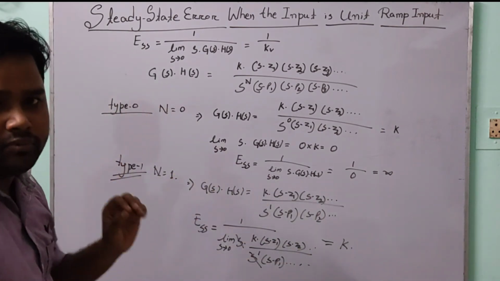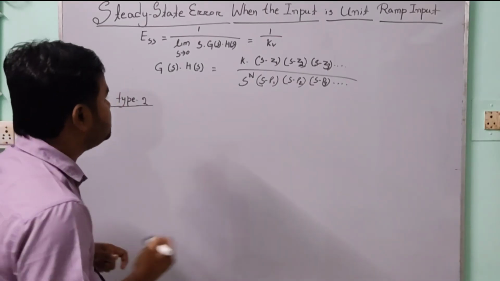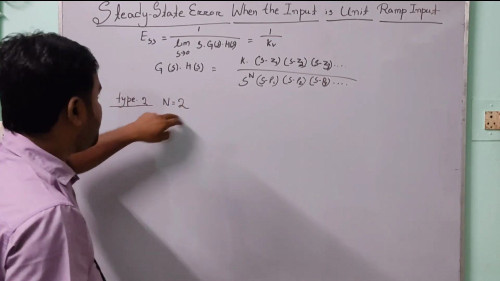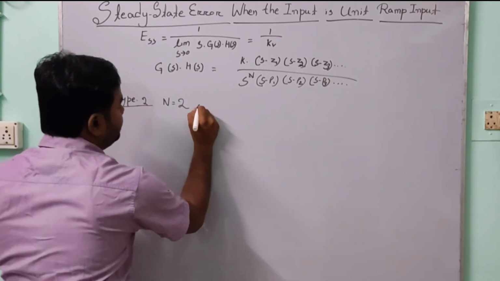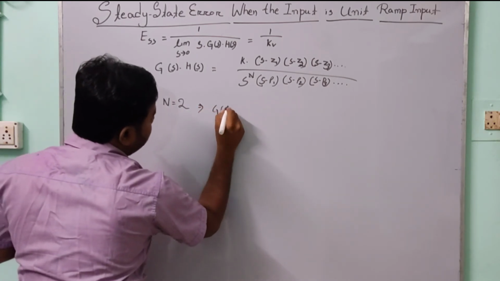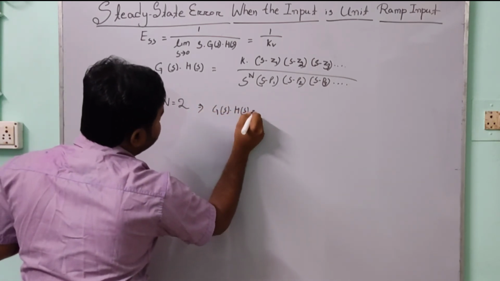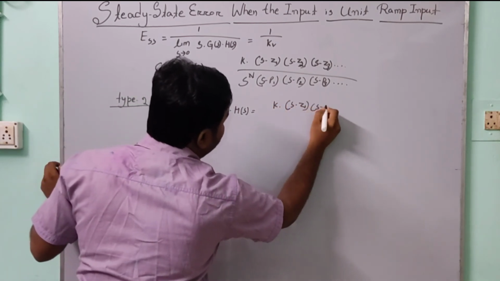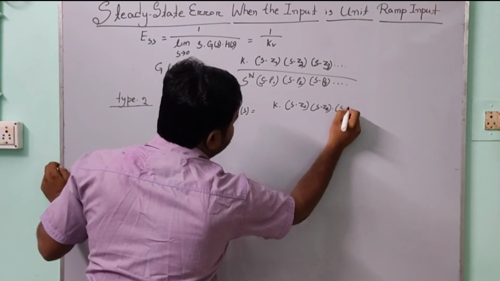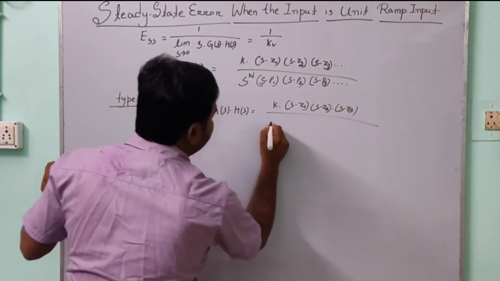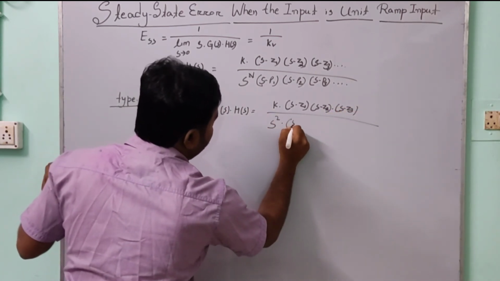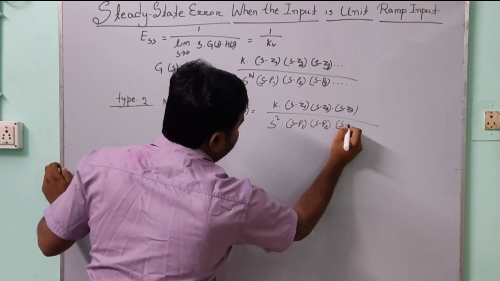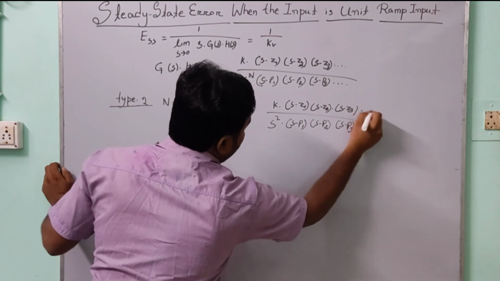Now we'll go for the type 2 system. In a type 2 system, n is equal to 2. By putting the value of 2 here, we can get G(s)H(s) is equal to K into (s minus z1)(s minus z2)(s minus z3) divided by s square into (s minus p1)(s minus p2)(s minus p3) and so on.